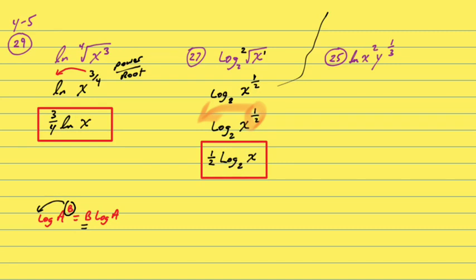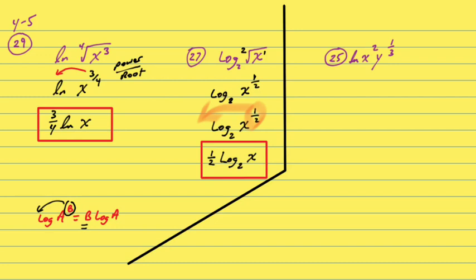In 25, you have a different property that you're going to have to use. The reason I say that is, please note these are multiplied. So you might have to use log of a times b equaling log a plus log b. So this could be written as the log, I got to keep natural log, of x squared plus natural log of y to the 1/3.